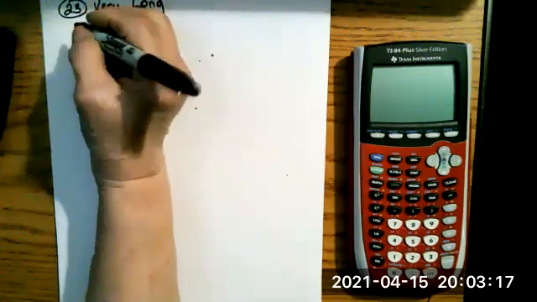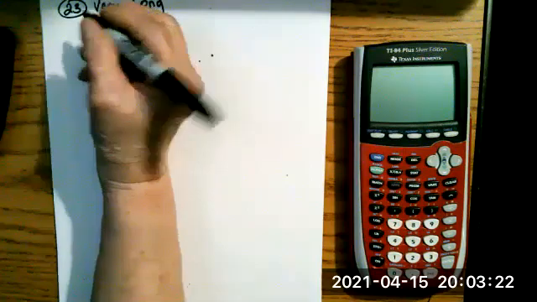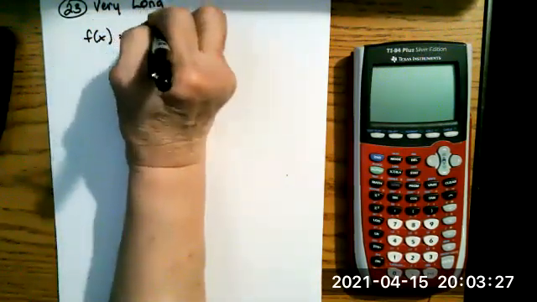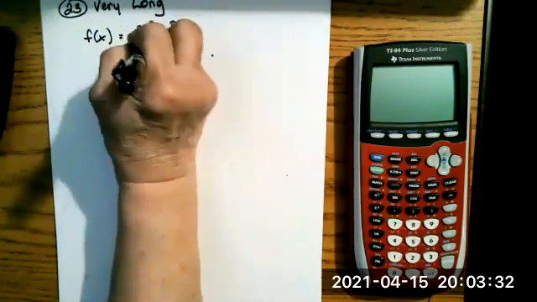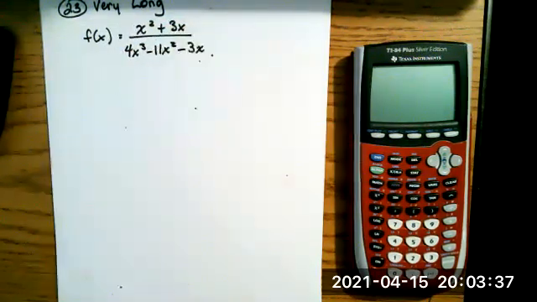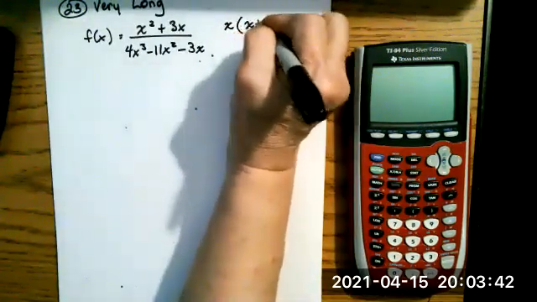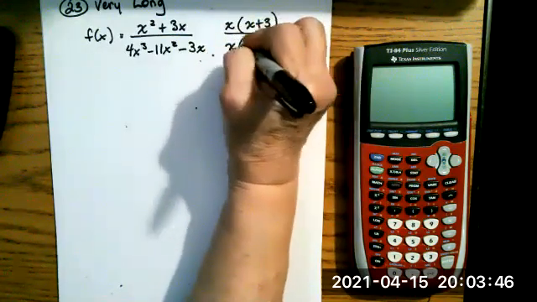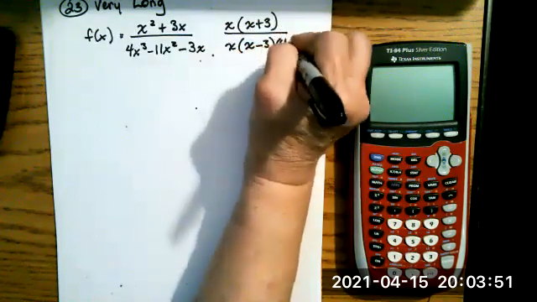23 is find all those things, the domain, the x and y intercepts, the vertical asymptotes, the horizontal asymptotes, same thing. It's the very long ones. So we have x squared plus 3x over 4x cubed minus 11x squared minus 3x. Looks like this one's going to have a hole as well. This one will factor into x, and I'm going to go ahead and factor it for you so you'll know what it factors into.